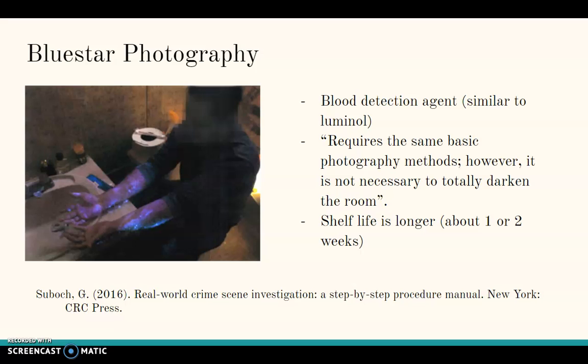Blue Star is another blood detection agent. It's similar to luminol, and because it's similar, it requires the same photography methods, but you don't have to have a totally darkened room. So in this picture, you can see that it's not completely dark, but the guy's arms are still glowing blue because there was blood on his arms. So again, it has that same effect as luminol. One of the differences is that this has a longer shelf life because it's about 1 to 2 weeks, whereas luminol doesn't have a shelf life.